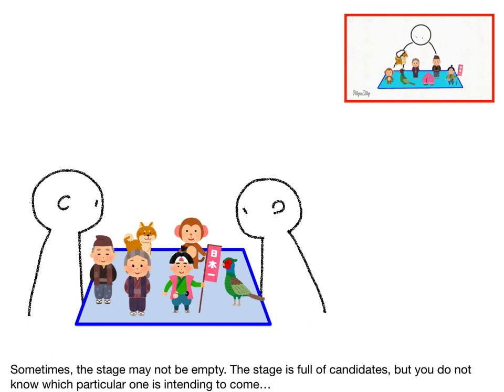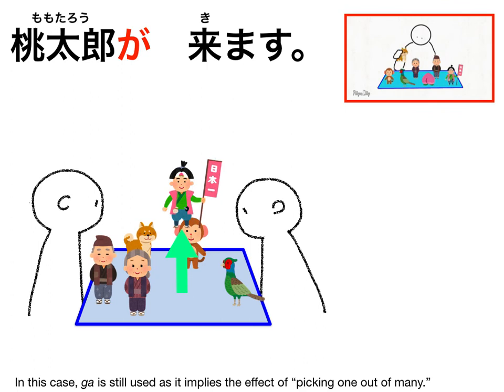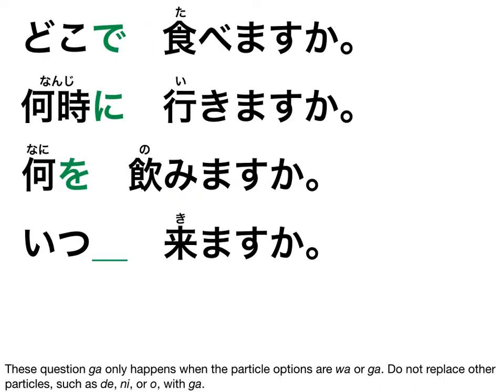Sometimes the stage may not be empty. The stage is full of candidates, but you do not know which particular one is intended to come in. In this case, ga is still used as it implies the effect of picking one out of many. This question ga only happens when the particle options are wa or ga. Do not replace other particles such as de, ni, or o with ga. どこで食べますか? 何時に行きますか? 何を飲みますか? いつ来ますか?